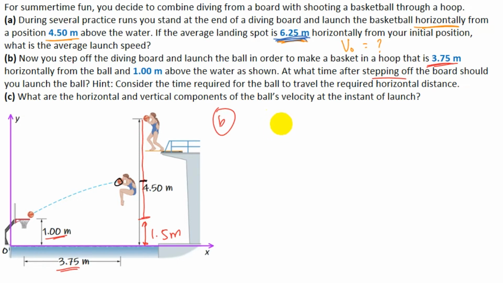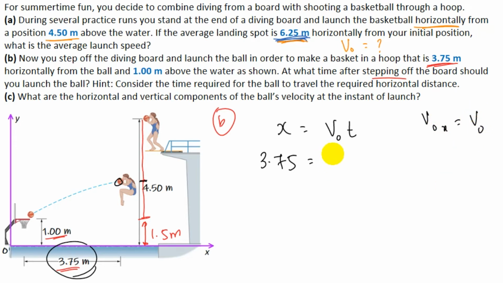So use this equation, x is equal to v naught times t, and the horizontal distance traveled by the ball from this position to this position is 3.75 meter. So this is 3.75 meter. V naught is the speed of the ball in the horizontal direction, which will be the same as we calculated in the A part. So this is basically 6.525 multiplied by time t.